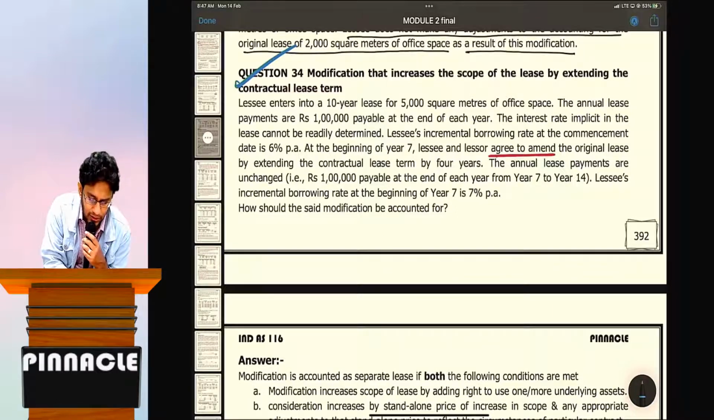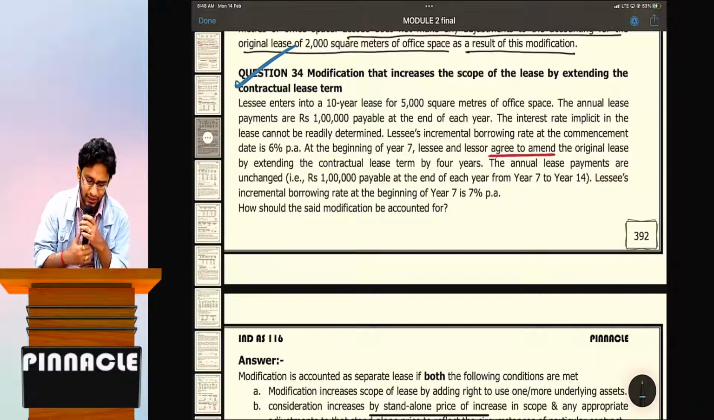So actually already 6 years is over, remaining is originally 4, but now another 4 also got added. The annual lease payments are unchanged. 1 lakh rupees only will be paid. Lessee's incremental borrowing rate at the beginning of year 7 is 7% per annum. How should the said modification be accounted for?